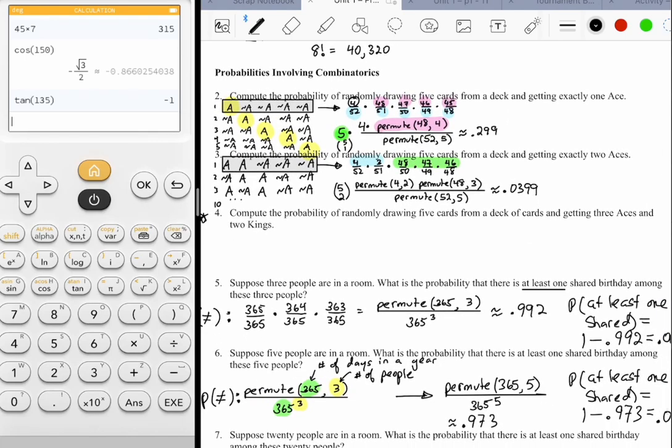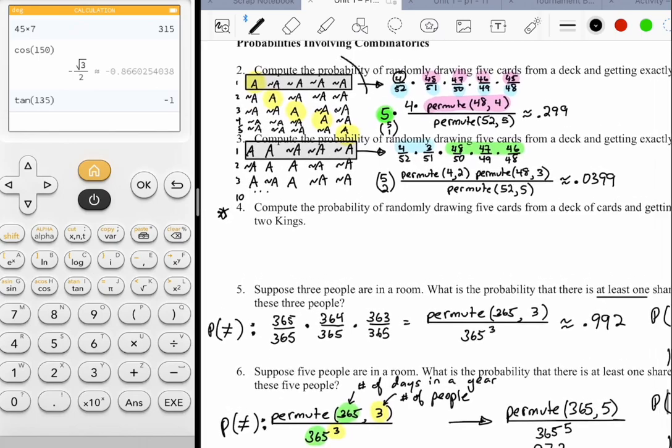We need to know the different ways in which you can get 3 aces and 2 kings. All right, so it's not always easy to visualize, especially since I didn't really give you a ton of space. But yeah, you could do a tree diagram. You could do a sample space. You could kind of do what I did last time.